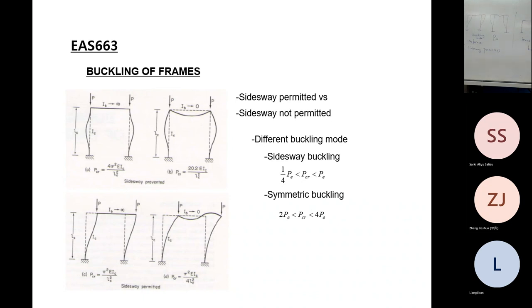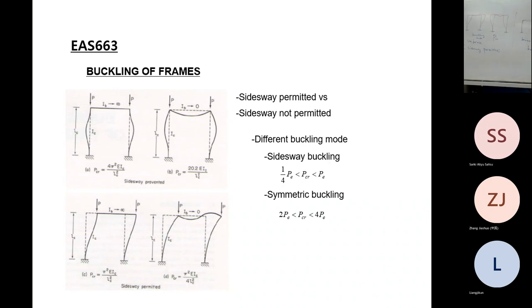Okay, so fixed free column, the critical load is pi square EI over 4L square. And if you write it in terms of Euler load, it becomes 1/4 pi square EI over L square. So this is the extreme case.